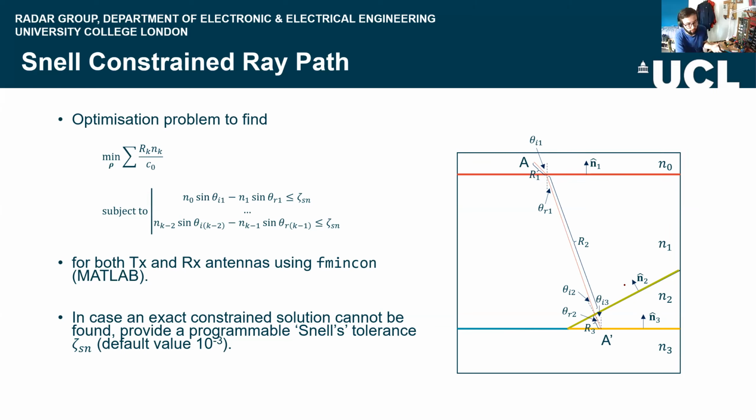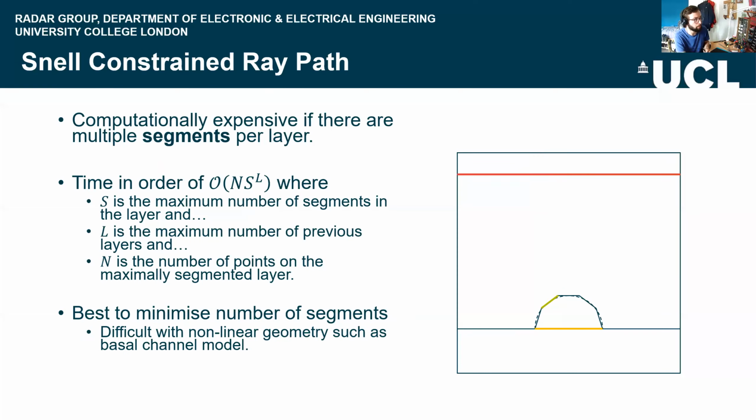And obviously, doing this numerically, nothing's going to be exact. So there's a programmable tolerance to say, okay, if we're meeting Snell's constraint within the default value of 0.001, which has been determined experimentally, but you could change that, and you would find that perhaps you had fewer rays being found within your model. Or you could make it larger and you'd find that you were starting to see slightly more non-physical paths being represented. But again, that's been programmed in.